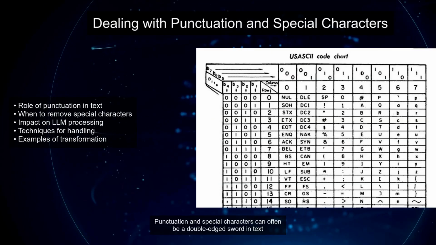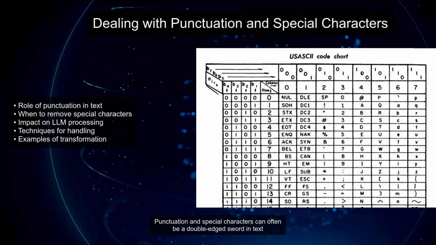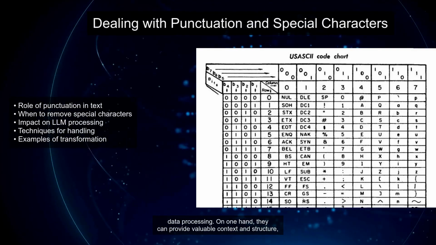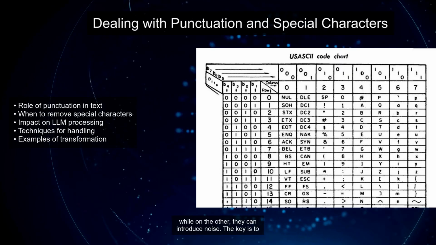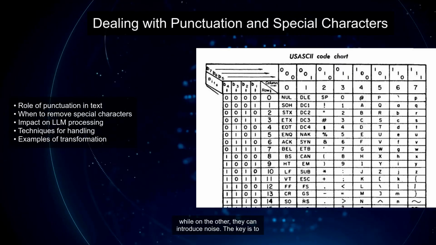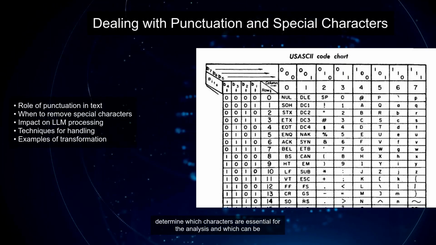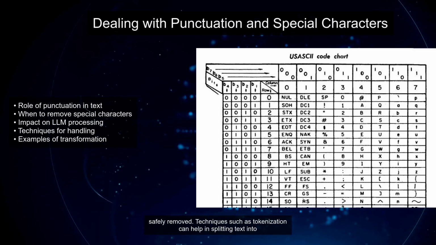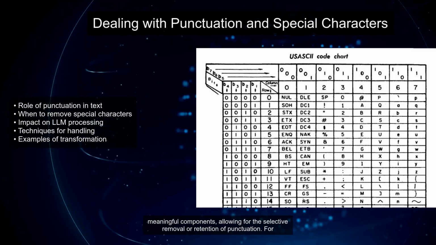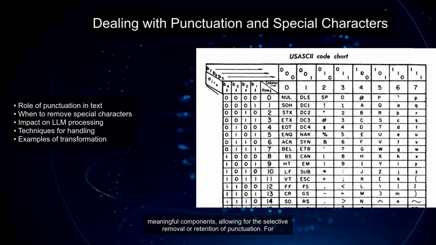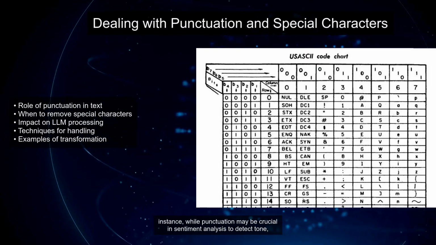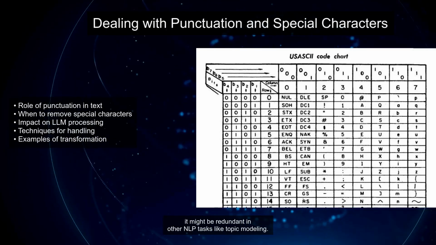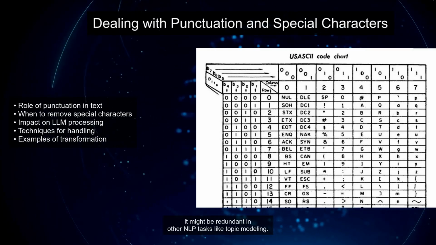LLM training. Punctuation and special characters can often be a double-edged sword in text data processing. On one hand, they can provide valuable context and structure, while on the other, they can introduce noise. The key is to determine which characters are essential for the analysis and which can be safely removed. Techniques such as tokenization can help in splitting text into meaningful components, allowing for the selective removal or retention of punctuation. For instance, while punctuation may be crucial in sentiment analysis to detect tone, it might be redundant in other NLP tasks like topic modeling.